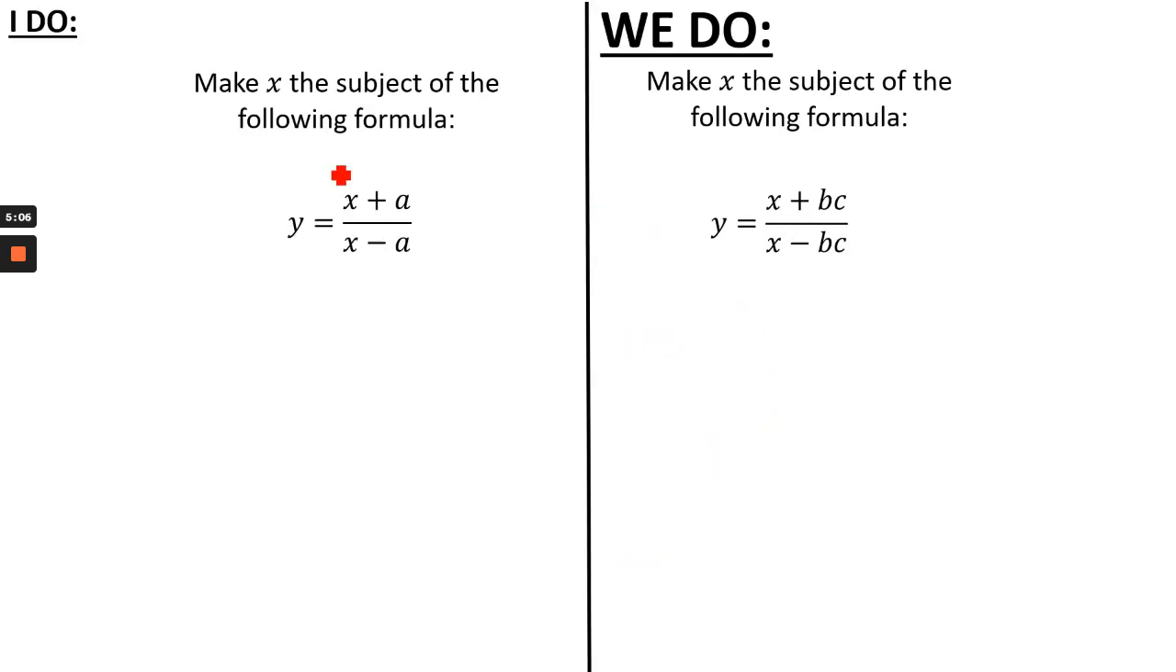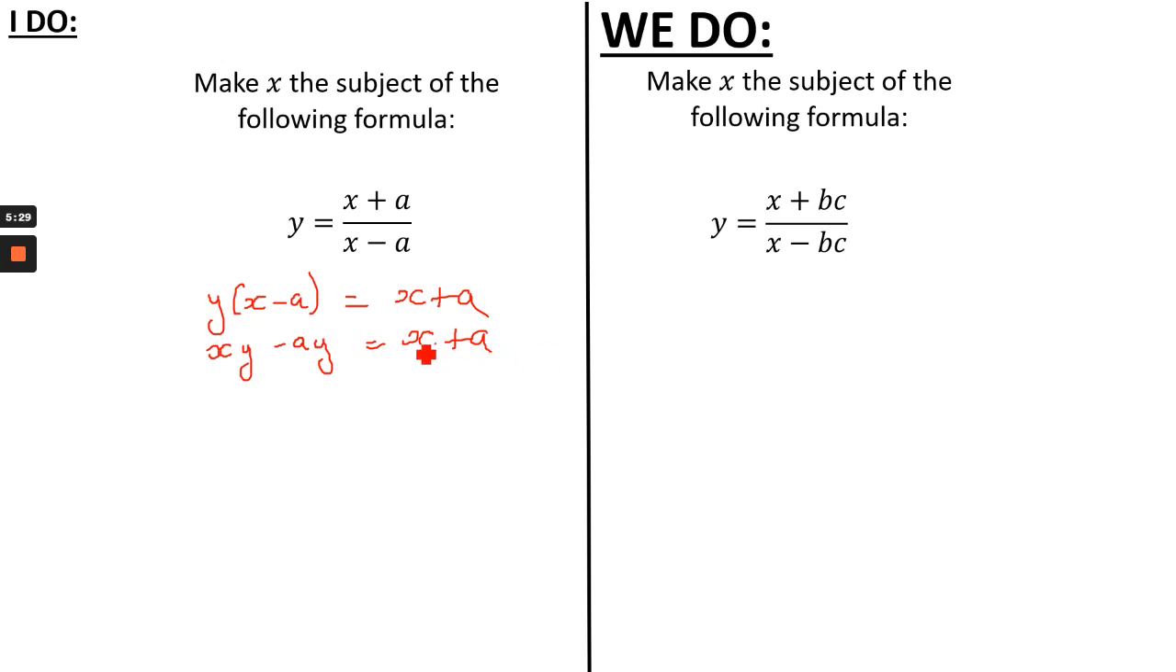Okay, so for this one, make x the subject. Now the problem here is that we've got it as a fraction. So the first step is to multiply both sides by your denominator. We've got y multiplied by x minus a is equal to x plus a. Now what we need to do is expand this bracket out. So we've got xy minus ay equals x plus a.